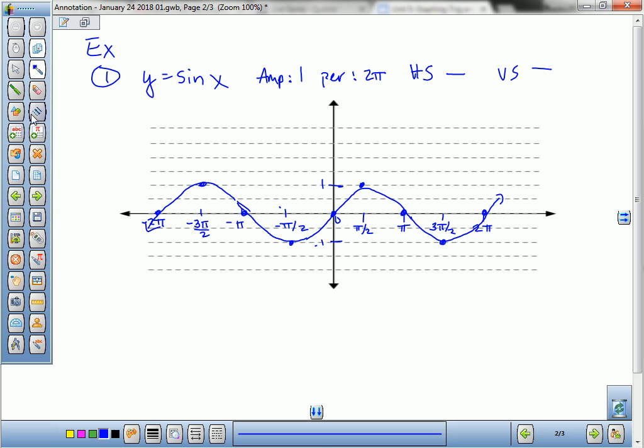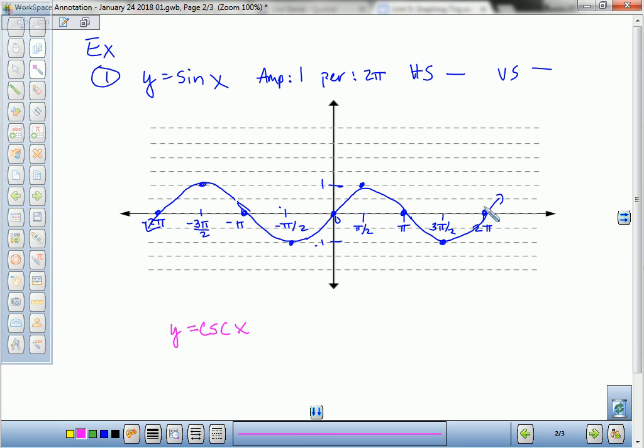So, on this same graph, we are going to graph the reciprocal function of sine. What is sine's reciprocal? Cosecant. Okay, I understand we're going to learn this. So, let's talk about cosecant.